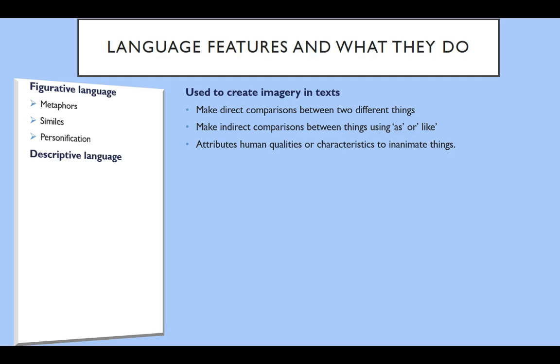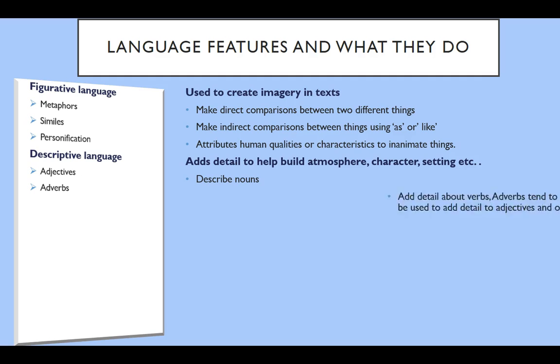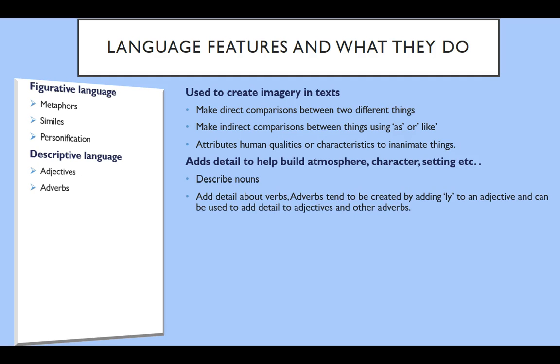We then have this group of language that we refer to as being descriptive language. Descriptive language adds detail, it builds up atmosphere, it helps to establish character, it helps to create a vivid sense of setting. And descriptive language includes adjectives. Adjectives are the words that describe nouns, that add detail to a noun to make it come alive. It also includes adverbs. Adverbs essentially add detail about verbs. You can tell if you're looking at an adverb because most adverbs will have the suffix ly at the end, and they're often created by simply putting that suffix at the end of what would otherwise be an adjective.